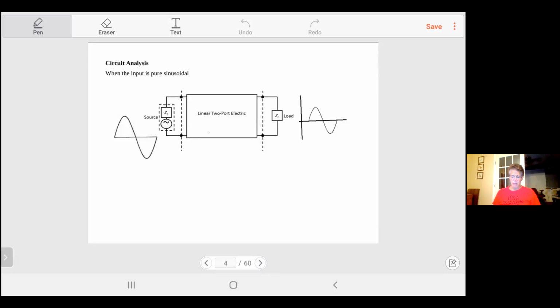In this circuit, we have a linear two-port electric circuit or electric system. As you see here, the input has an impedance, ZS, that's the impedance of the source, and we have a voltage source or current source. This source is sinusoidal, or maybe you can have DC, that's what we're used to. And then at the output port, we have the load impedance.